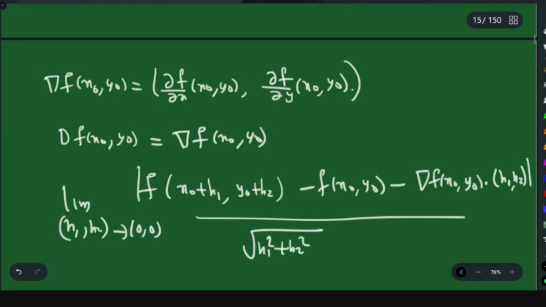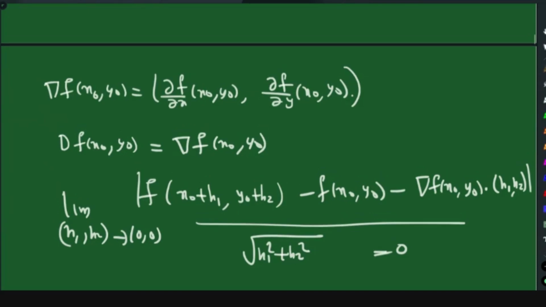So if this quantity is equal to 0, we can say f is differentiable and the derivative is del f. The only thing I wanted to tell you is that once it is differentiable, its derivative has to be del f. So you only need to verify whether this quantity is 0 or not. If it is 0, this is differentiable and the derivative is del f. If it is not 0, then it is not differentiable. That's all. So you have already obtained this del f.